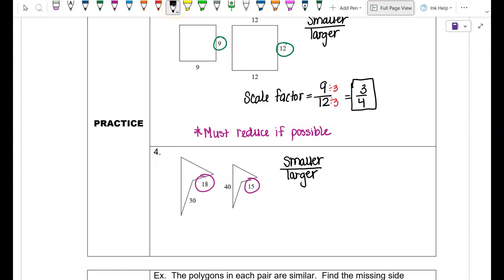But again, they want smaller to larger, so my scale factor in this case, I have to start with the one on the right, the 15 over 18. I need to make sure I'm doing smaller to larger. And again, 15 and 18 are both divisible by 3. So I do need to reduce them to 5 over 6.